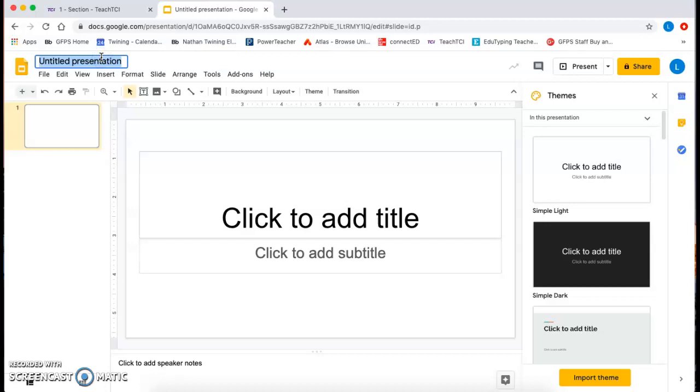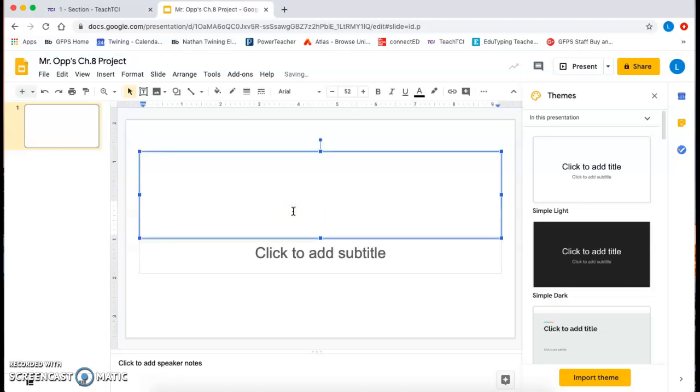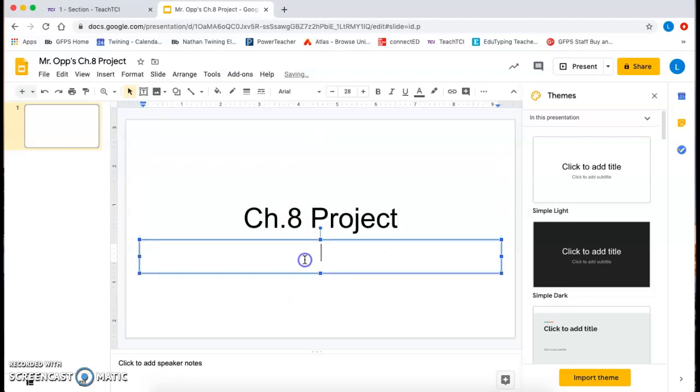We need to put our name, so say Mr. Ops, chapter 8 project. Then down here you can write the same thing, or you can say chapter 8 project, and then down in the bottom you can say by, and you can say your name. Okay, and then we're going to go on and do additional slides.